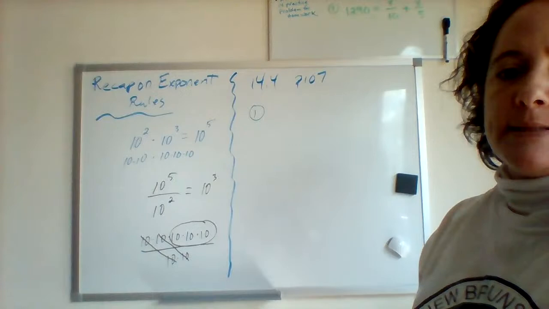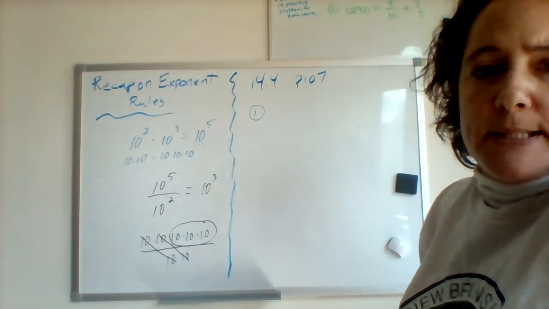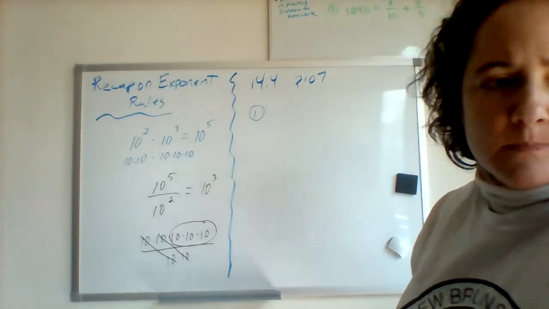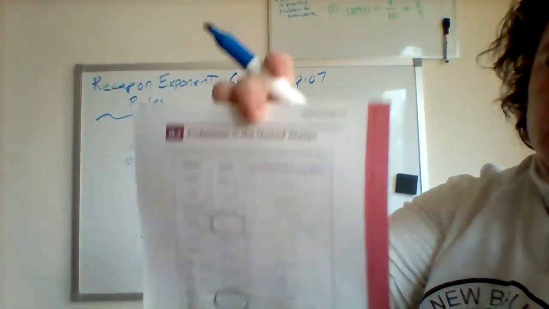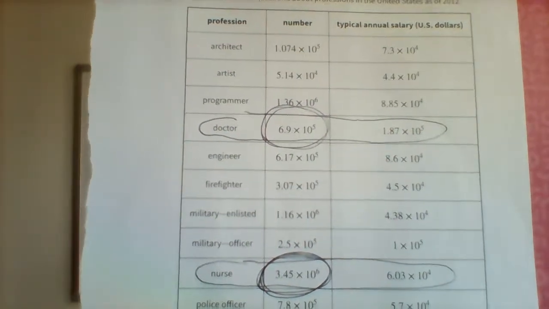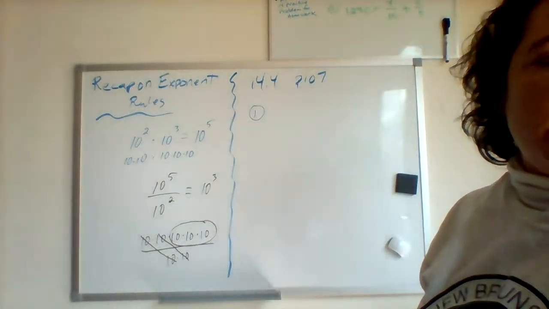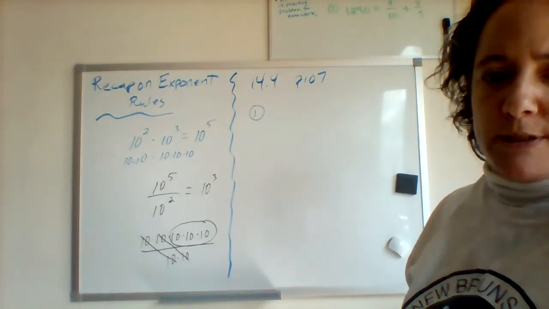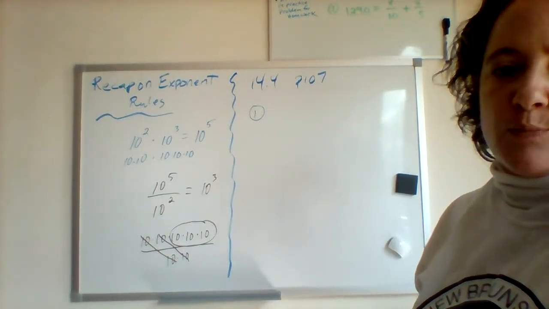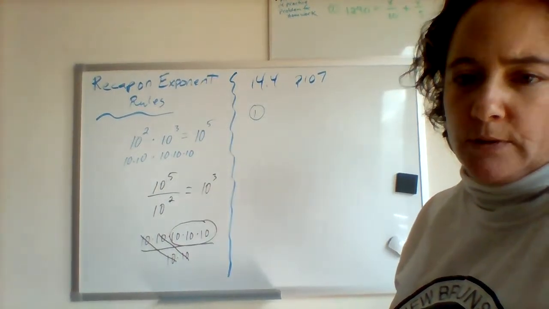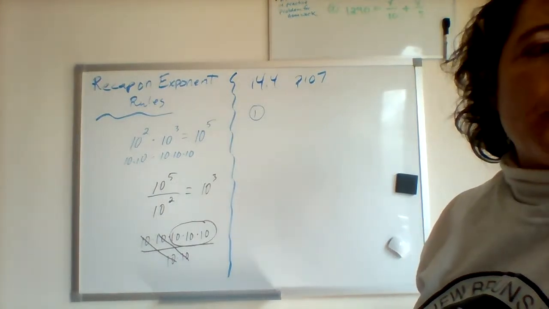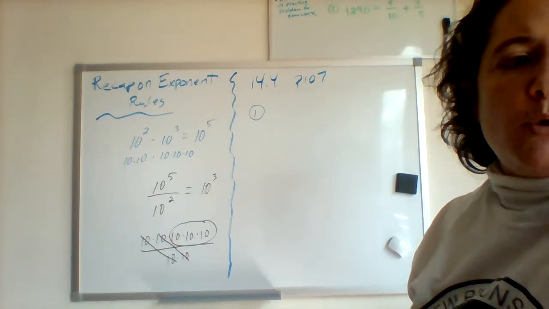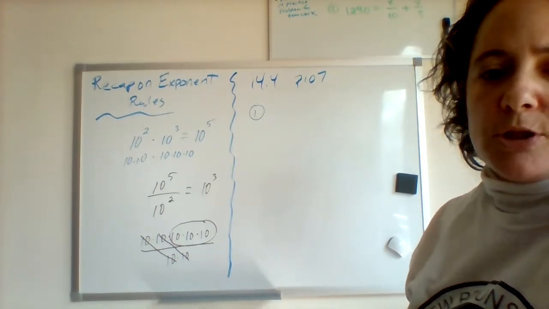One has the 5 and one has the 6. Okay, good. What about the bases? Are the bases the same? Yes, the bases are the same. So we know that nurses, there are definitely more nurses because it's times 10 to the 6th power. They're both in scientific notation. Nurses are way more because it's 10 to the 6th power. Doctors are 10 to the 5th power.